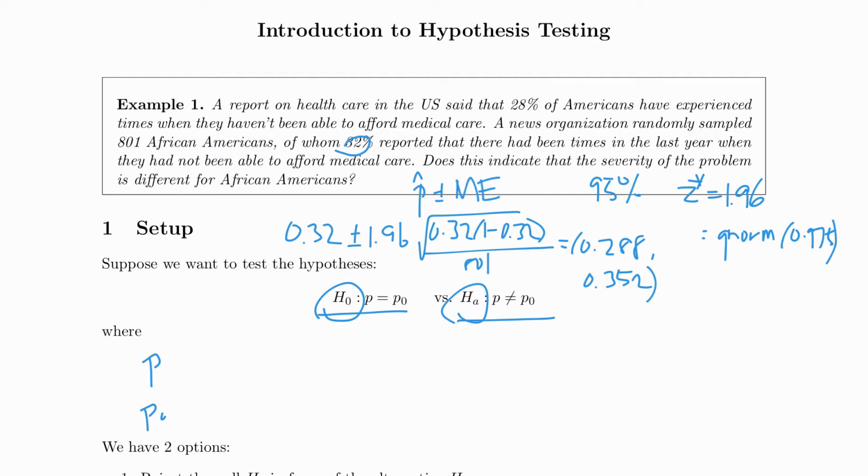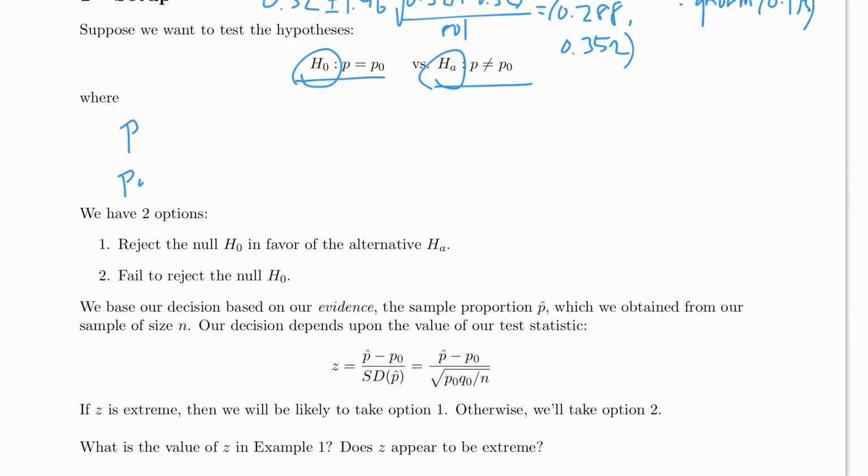So we're really considering these two different hypotheses and thinking about which of them might be a better representation of the sample that we've collected. And we've got two options here. So our first option is that we can reject the null hypothesis in favor of the alternative hypothesis. Option 2 says that we don't have enough evidence to reject the null hypothesis. So our null hypothesis is quite consistent with what we've observed.